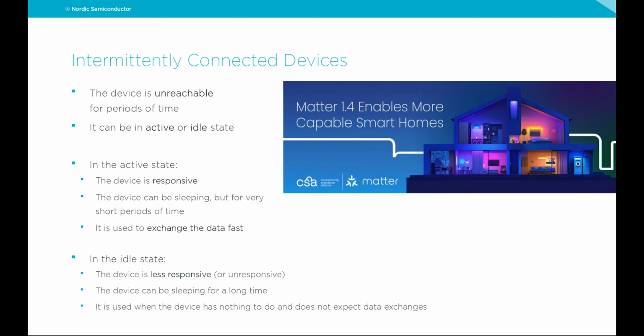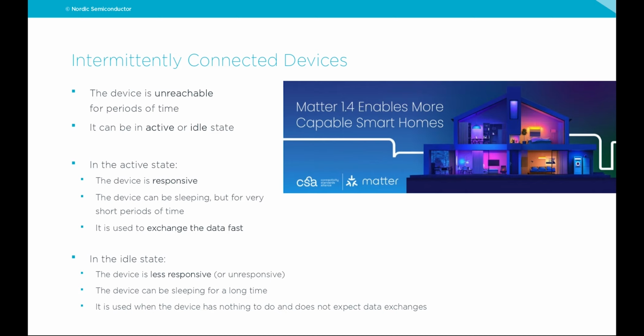Such a device can be in one of two states that we call active or idle. When the device is in the active state, we can expect that the device is responsive. In fact, it can be sleeping and become reachable from time to time because it doesn't need to have the radio transceiver enabled all the time. But the sleep time should be short enough to not cause visible latencies in responding. This state is designed for exchanging data, and thanks to those short sleep periods, we are able to exchange big amounts of data pretty fast, and then transit to the idle state as fast as possible.